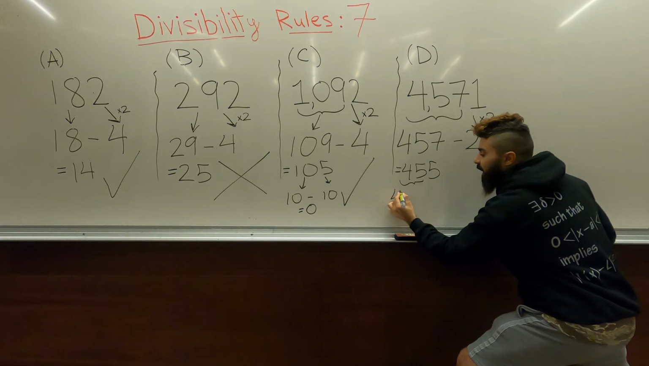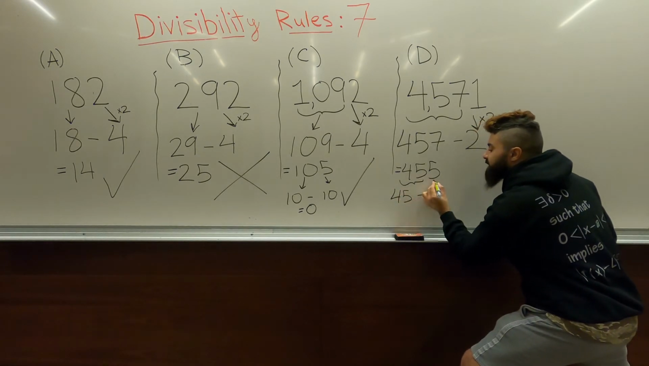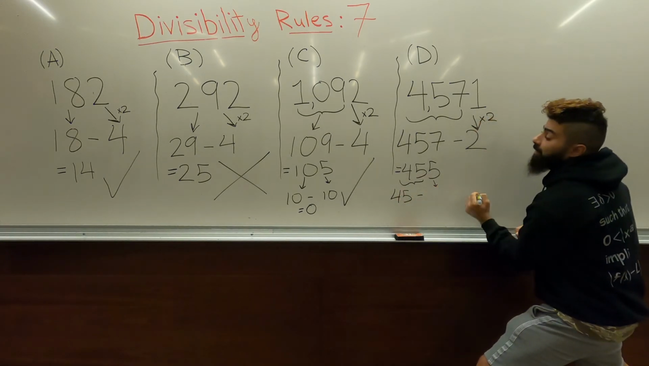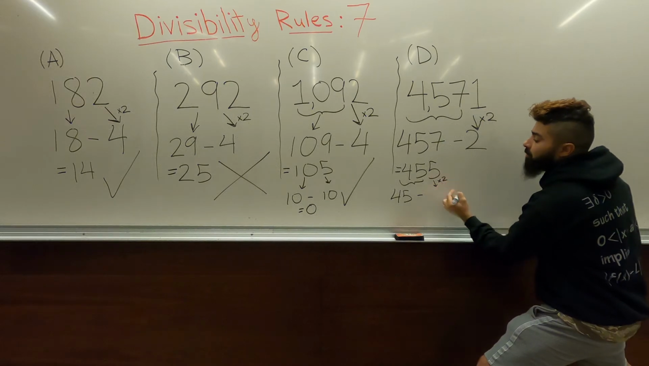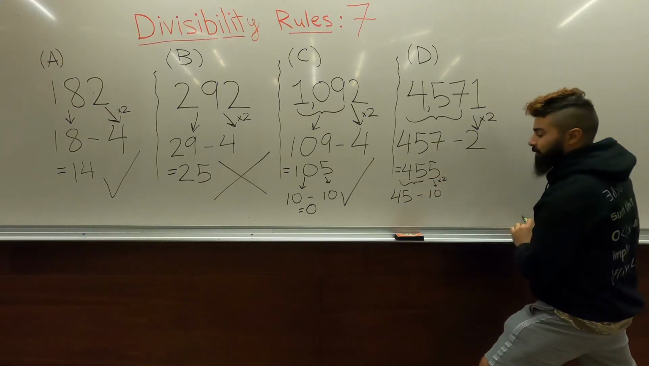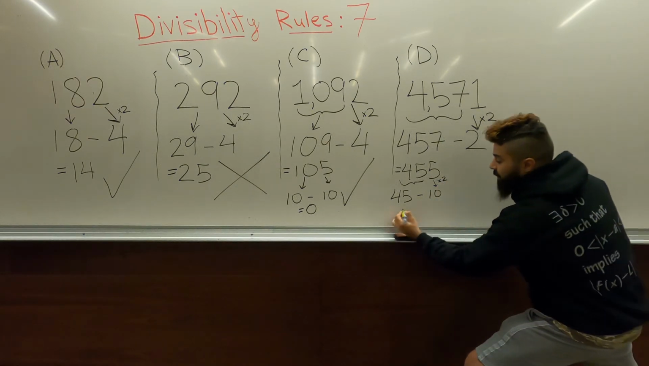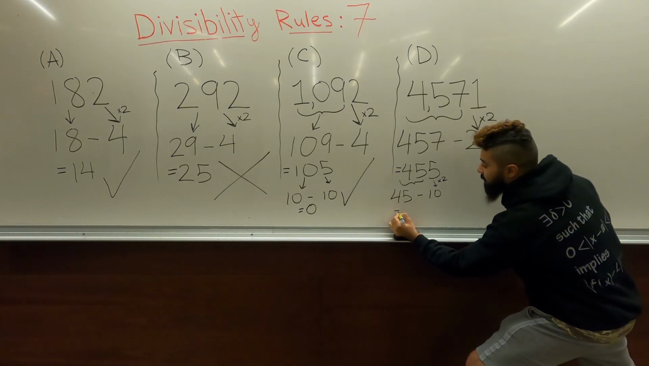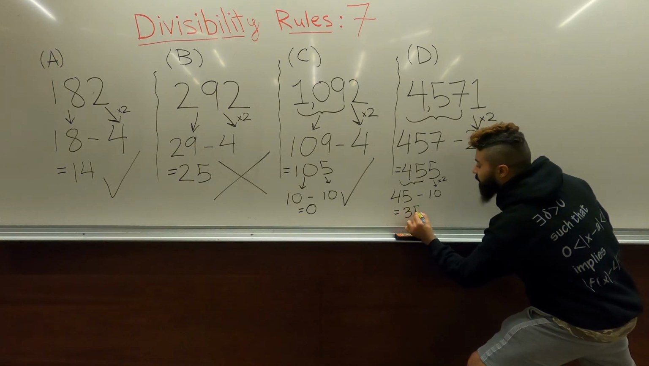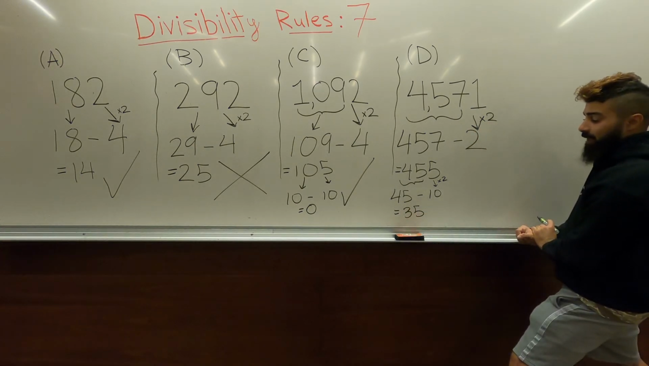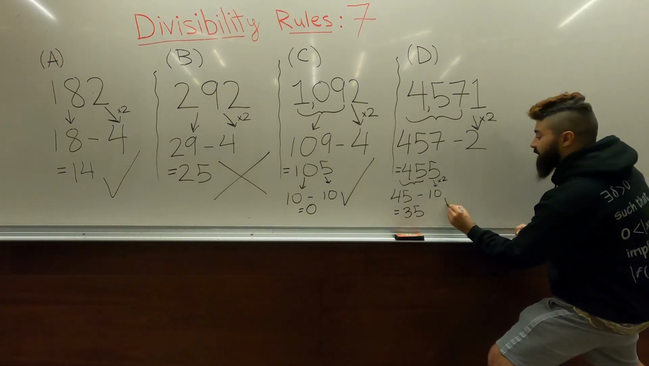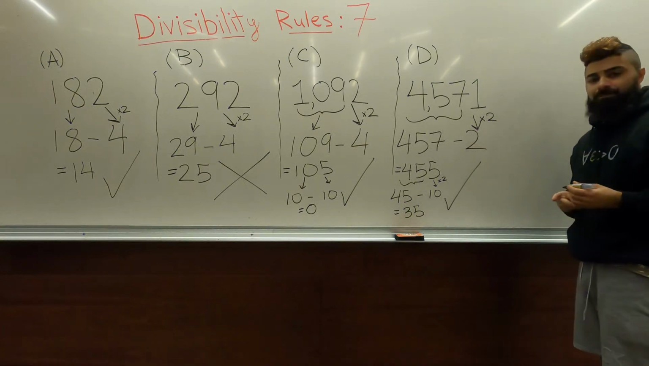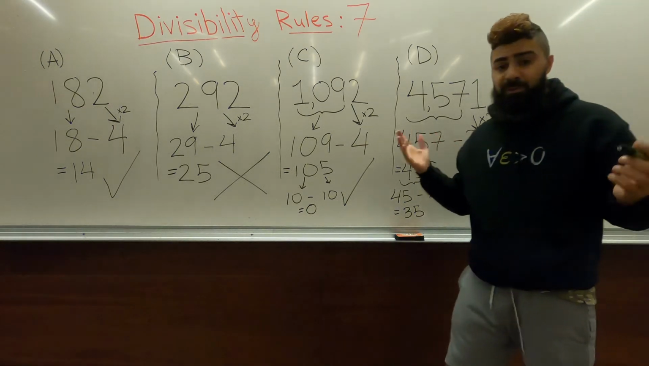So that's 45 minus, you multiply the last digit again by 2, so that's a 10. Okie doke. And then 45 minus 10, that's 35. And we have that 7 goes into 35, so 7 goes into this last one as well. And there you have it, the divisibility rule for 7.